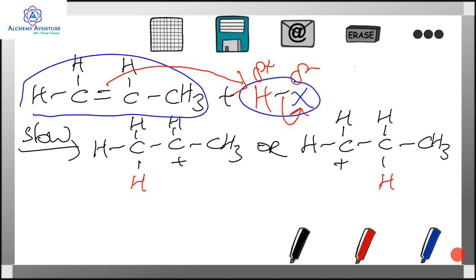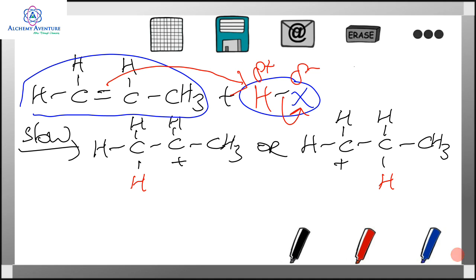So, we need to see which carbocation is actually more stable. The stability of the carbocation depends on the number of R groups it has. R groups refers to alkyl groups. And alkyl groups is electron donating by nature. Therefore, with more electron donating alkyl groups, the carbocation will be more stable because the electron donating effect will minimize or disperse the positive charge on the carbon. So the carbocation becomes more stable.